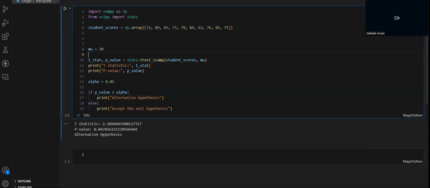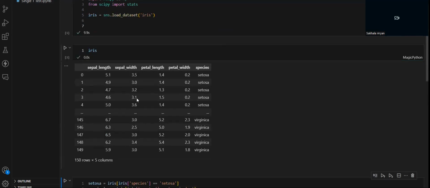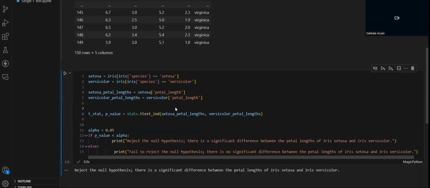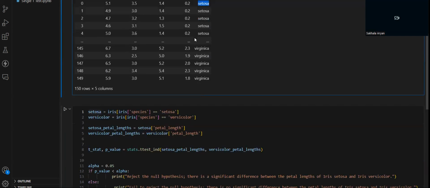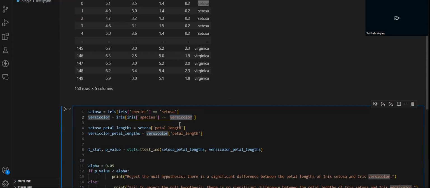Moving on, let's see what two sample t-test is. We will see it on the iris dataset. This is what your iris dataset looks like. It has sepal length, sepal width, petal width. Now what I'm trying to do is, first there is this setosa data frame, which is only the species setosa. Then there is a data frame with species only equal to versicolor.